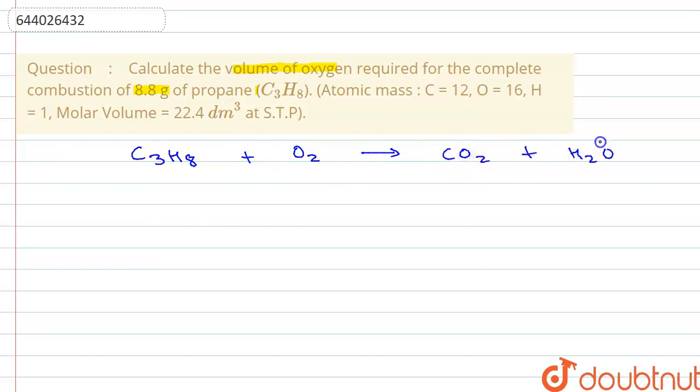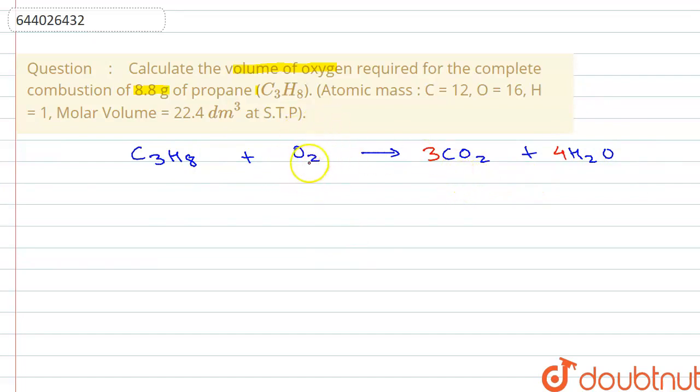Now let's balance this reaction. So we have 3 carbon atoms on the reactant side, so we will have to multiply this with 3. So the number of carbon atoms has been balanced. The number of hydrogen atoms is 8 on the reactant side, whereas only 2 on the product side, so we will have to multiply this with 4. Now the number of hydrogen atoms has also been balanced.